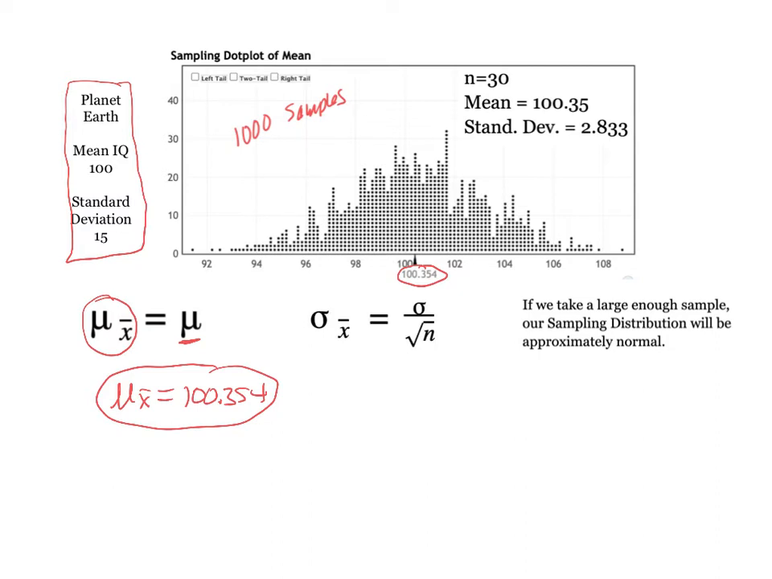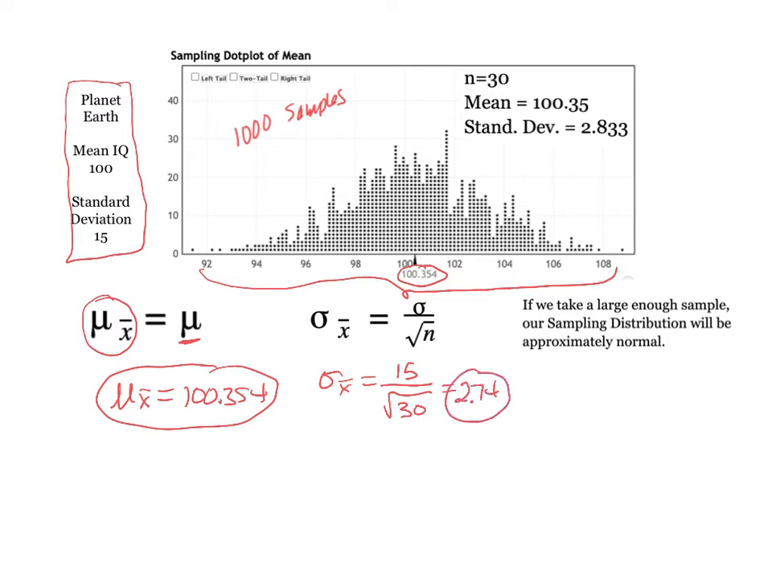Now, the sampling variability of this graph should be equal to, since our conditions were met, the standard deviation of the population, which we know to be 15, divided by the square root of the sample size, and my sample size was 30. So if I make this calculation, just type it into my calculator, I get 2.74. Okay, that should be the variability of this sampling distribution.